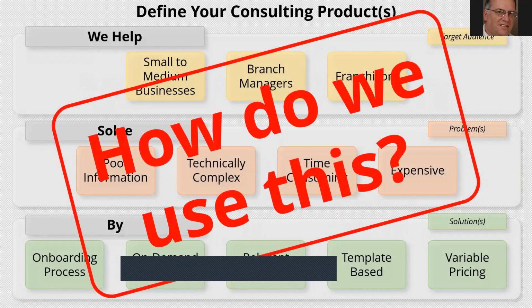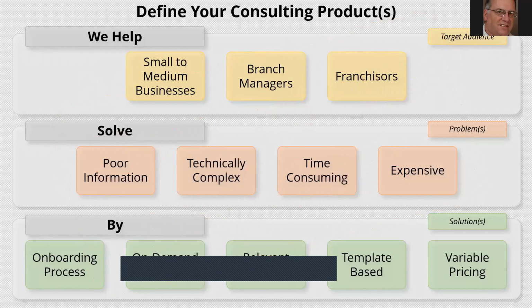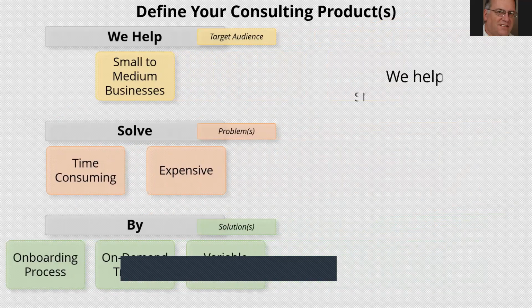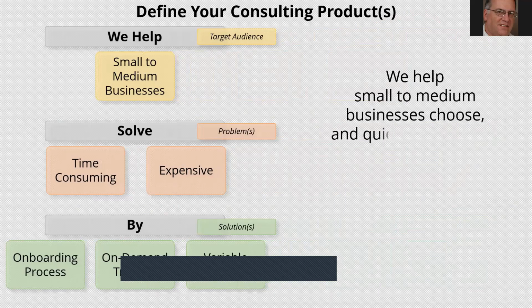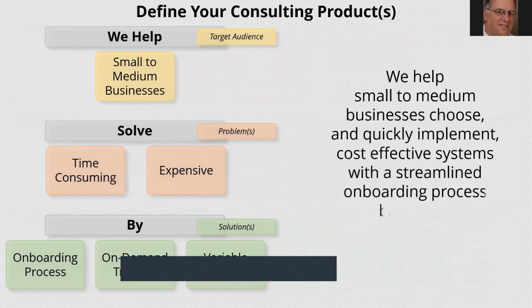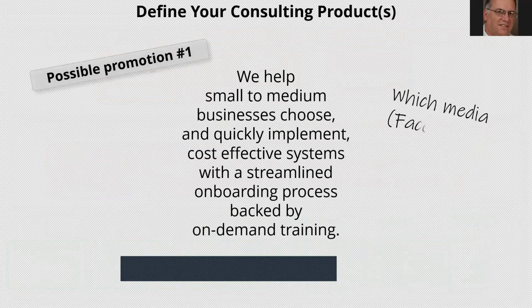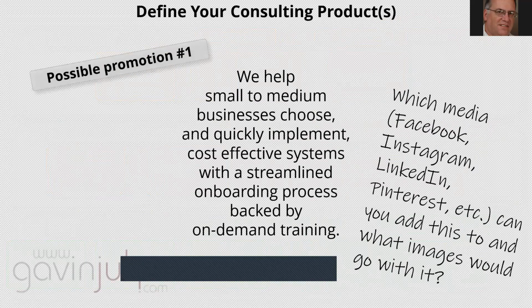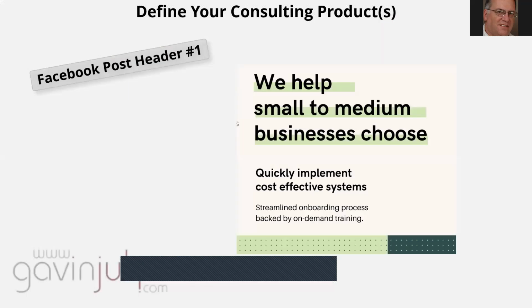Now, how do we use this? We use this by picking an audience, picking a problem or 2 and a solution or 2, and then writing out a sentence on what we have just picked out. Now, I've written that sentence, and then I've got a possible promotion. This promotion I would put on Facebook, Instagram, LinkedIn, Pinterest, etc., adding images to that wording, and I would end up with something like this.